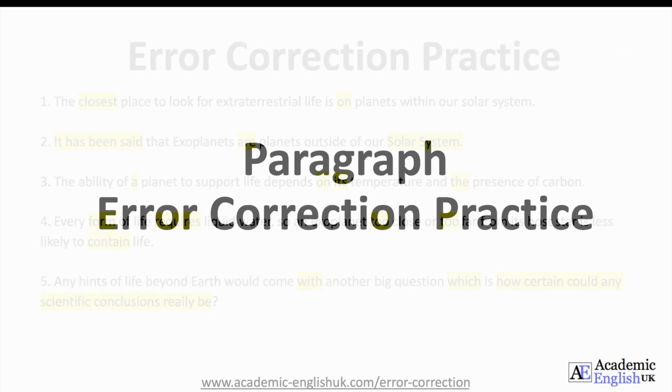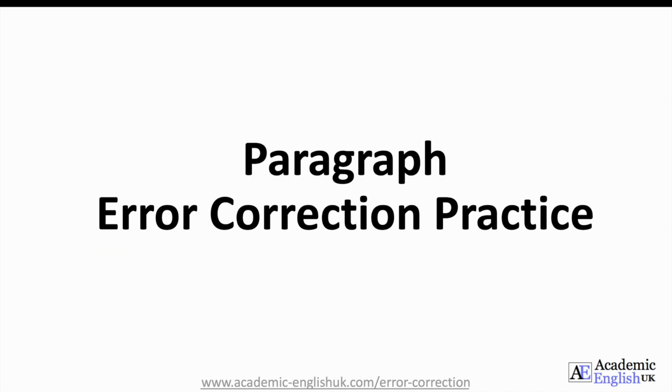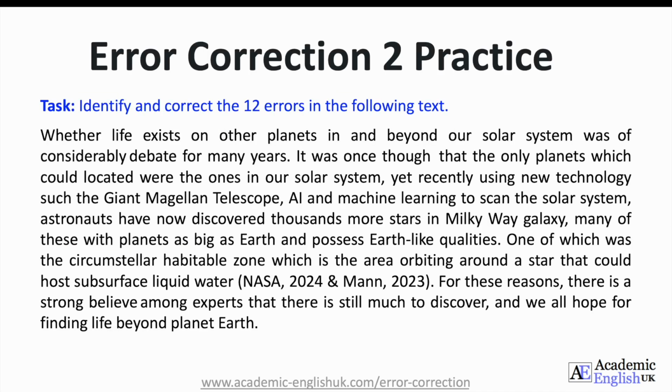Okay, this next exercise is much harder. At paragraph level, it is a paragraph that contains 12 errors, but as you can see, the tutor hasn't identified any of the errors. Now, this is quite a common university assessment for academic English. So, please remember that the errors can be a variety of problems from the correction code.